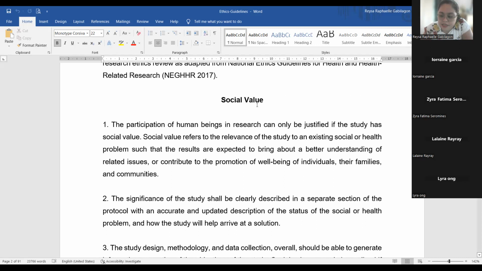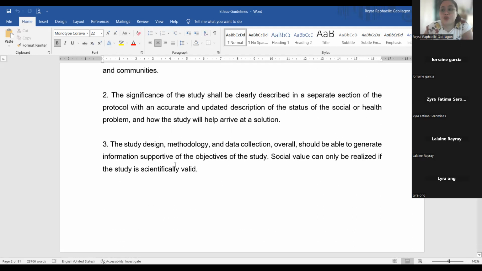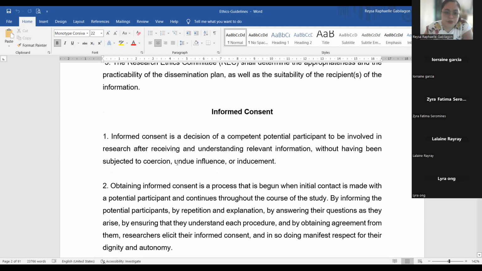If your study, class, is relevant to an existing issue socially or in the medical field, and then again, your research is very relevant to address that kind of issue, or if your study is proposing a solution to that problem. So you have to clearly specify in the ethical consideration of your study what is the relevance or what is the benefit of your study to that certain issue or problem that you need to determine or identify also.